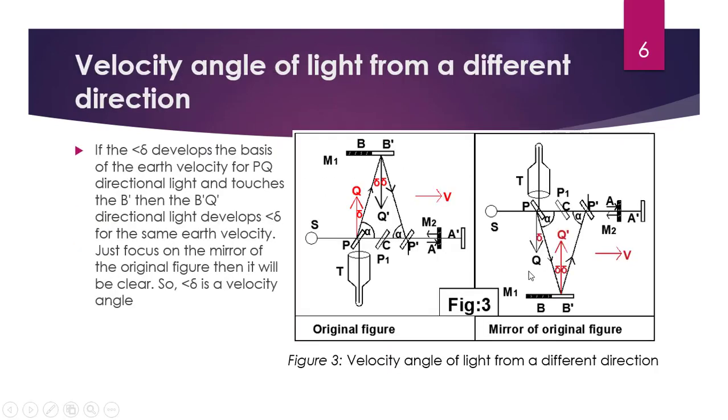Again in this figure, if we put down the light from P to Q dash, it touches B dash, and from B dash to Q dash, it touches P dash for the same earth velocity. See this thing. And it develops the same angle alpha. So I write down the velocity angle of light. Alpha is the del, the velocity angle. Okay, just put the next slide.